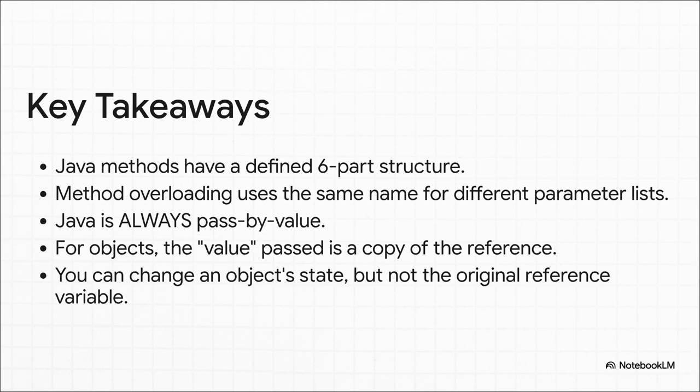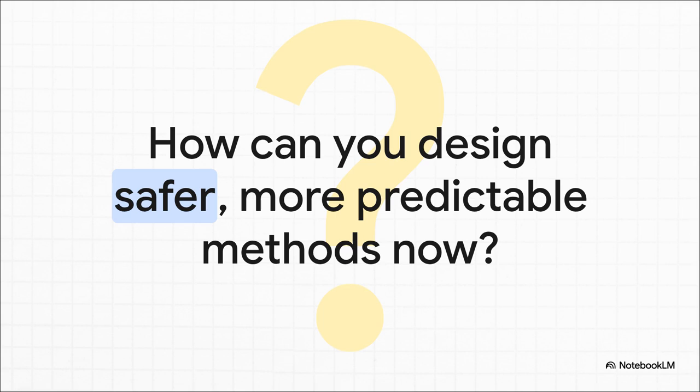Okay, let's do a quick recap. We started with the 6 essential parts of any method. We saw how method overloading lets you use the same name for different jobs as long as the signatures are different. And we finally, definitively settled the great debate. Java is always pass by value. And when it comes to objects, the value being passed is a copy of the reference. This means you can change the state of the object a reference points to, but you can never change the original reference variable itself. And that's our deep dive into Java methods.